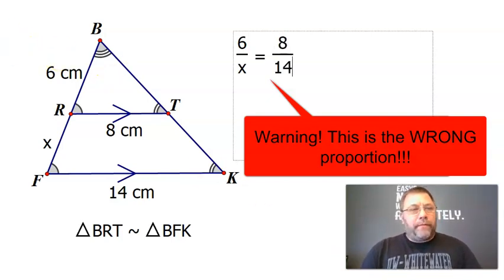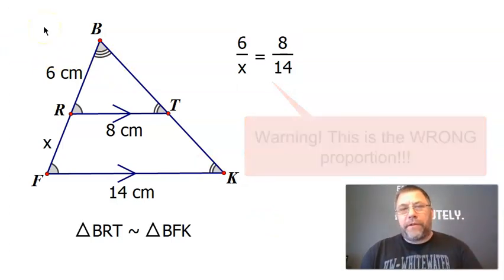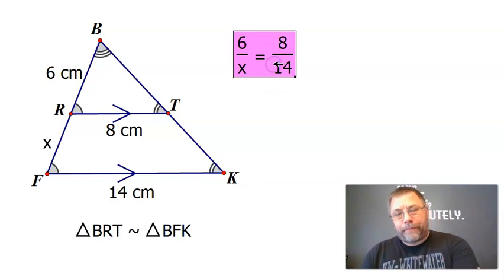I want to be clear. This is the wrong proportion. If you have this written down, if you have 8 times x and 6 times 14 like that, erase it. It's wrong. Let's talk about why.